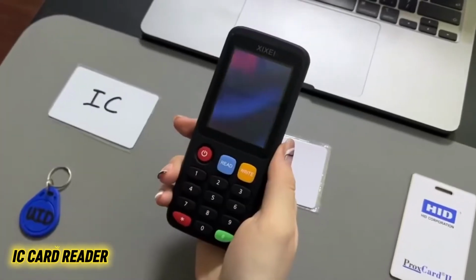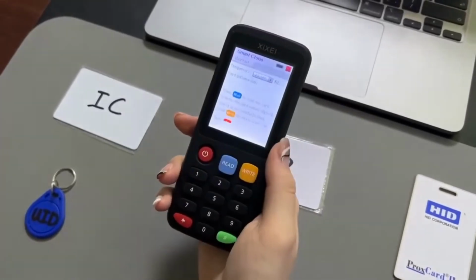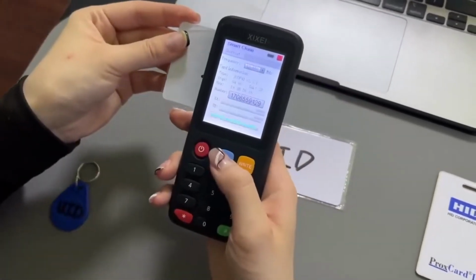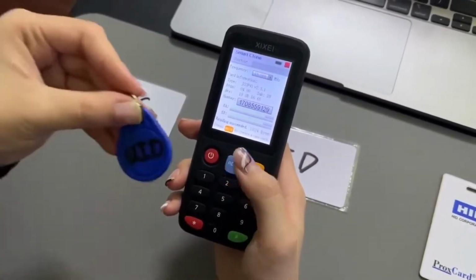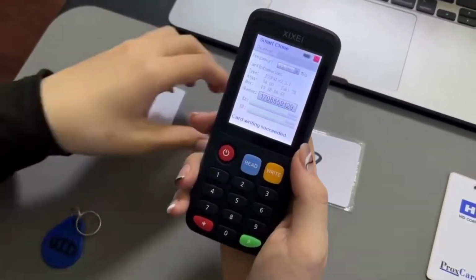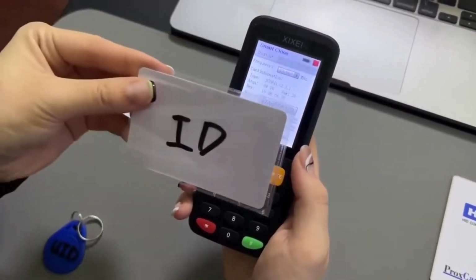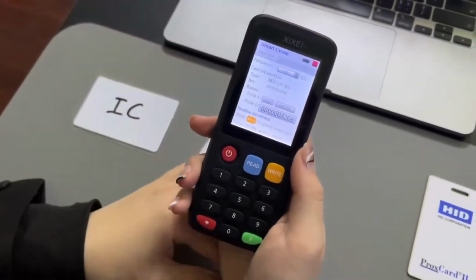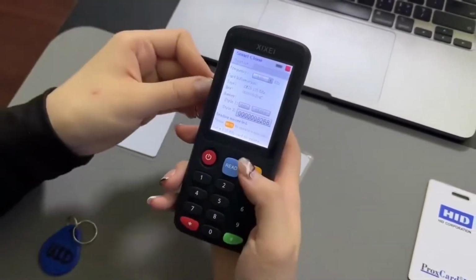IC card reader. IC card readers are everyday tools used by companies, banks, and offices to read information from smart access cards or chip-based IDs. They make employee management easier by allowing smooth access, attendance logging, and card renewal. Organizations also use them for secure printing, payment token verification, or membership tracking.